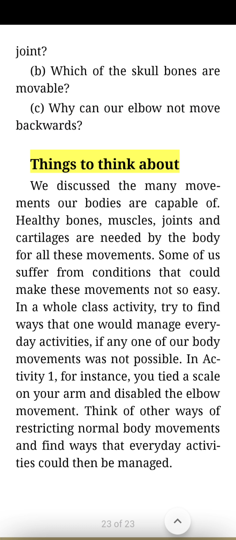Things to think about. We discussed the many movements our bodies are capable of. Healthy bones, muscles, joints and cartilages are needed by the body for all these movements. Some of us suffer from conditions that could make these movements not so easy. In a whole class activity, try to find ways that one would manage everyday activities, if any one of our body movements was not possible. In activity 1, for instance, you tied a scale on your arm and disabled the elbow movement. Think of other ways of restricting normal body movements and find ways that everyday activities could then be managed.